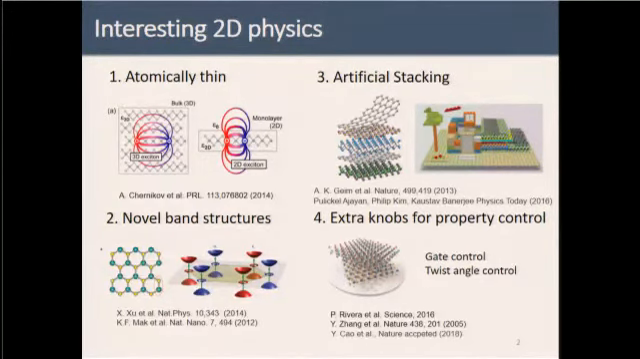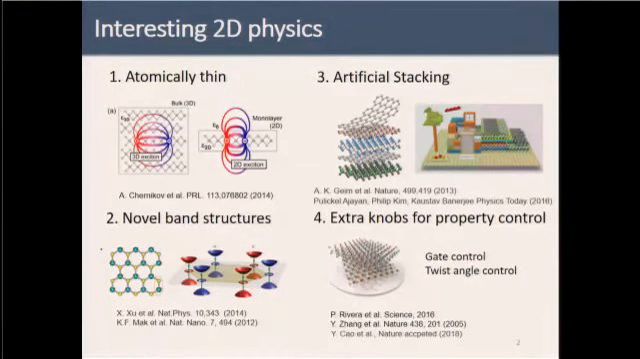Another very important phenomenon is that these layered materials have the nature of artificial stacking. Basically, it means we can combine one two-dimensional material with another, and we can also combine two-dimensional materials with other flat surfaces, and it's fairly easy. This creates a lot of building blocks for realizing novel optoelectronic devices, and that's why we think it is important. Beyond this, there are also very interesting fundamental questions, like how we can tune these materials and dramatically change their properties with some extra knobs. For example, we might use electronic gate control to tune their properties. We can also tune the twist angle between materials and create new structures.